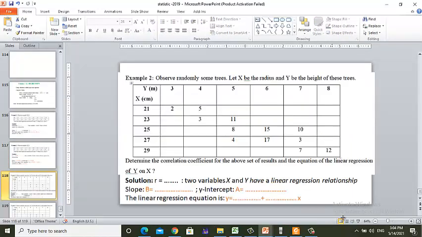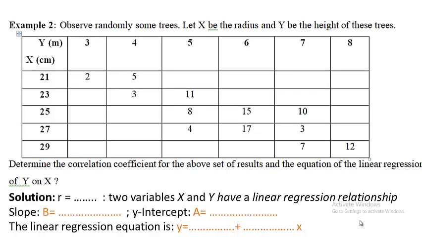How about example 2? You can stop the video to try to do example 2. In example 2, you have frequency. The frequency of x is 21 and y is 3, with frequency 2. This means you have two trees with y 3 meters and x 21 centimeters. Where a number has no frequency, it means 0, and you don't need to write anything to input data. You just input when you have the frequency.